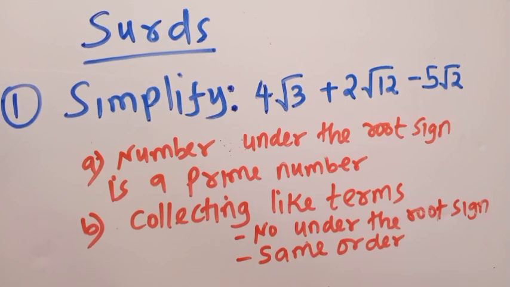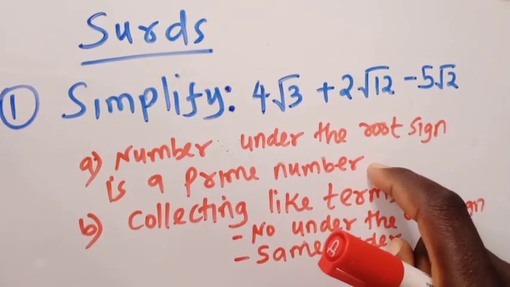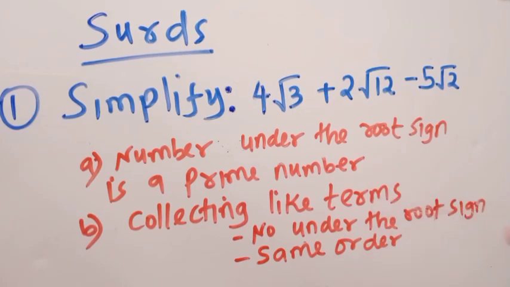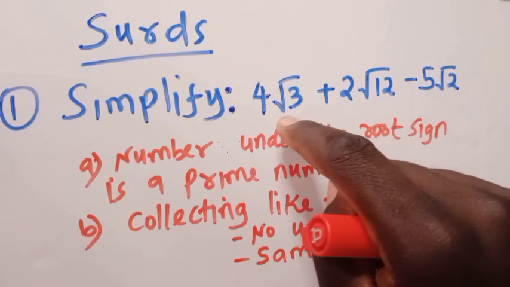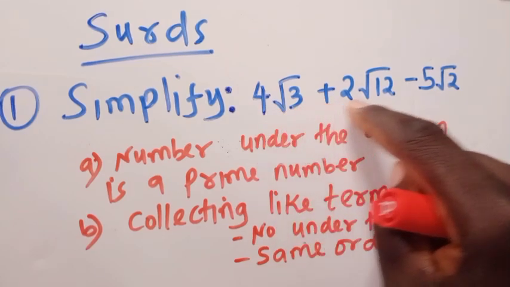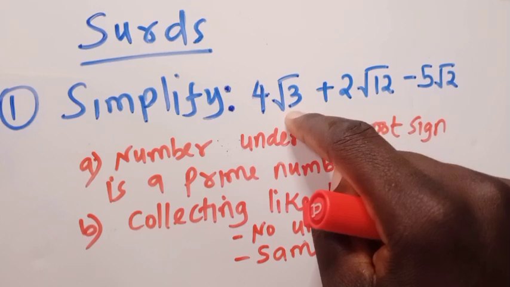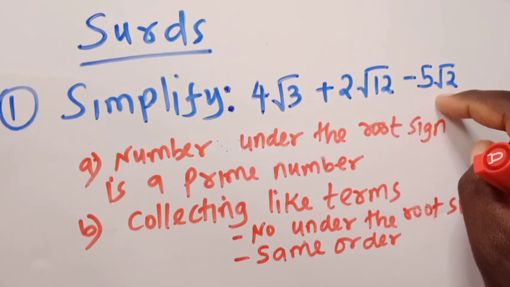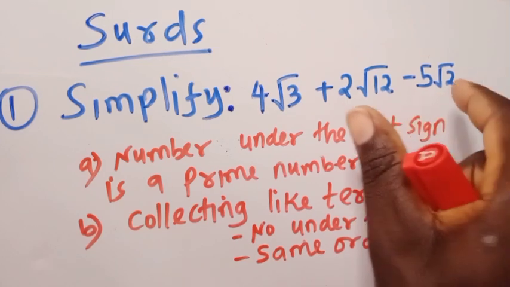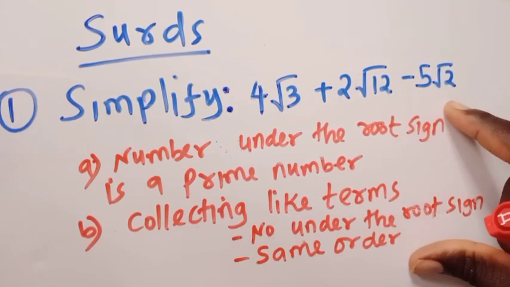Now, the first one is the number under the root sign is a prime number. So in Surds, remember, we simplify each of them individually. For example, for you to simplify this Surd, you consider this individually and you simplify it. Then you proceed to simplify this. Then you proceed to simplify this. Then again, you collect the like terms. So these are the two things that you consider.